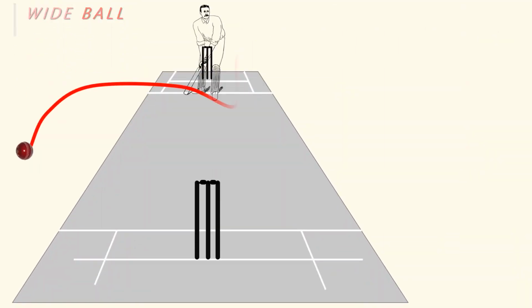A wide ball. If the bowler bowls the ball so high or so wide off the wicket that, in the opinion of the umpire, the ball goes beyond the reach of the batsman standing in a normal guard position to play, then the umpire may call the ball a wide ball. Note that it is at the sole discretion of the umpire to decide if the ball is wide or not.